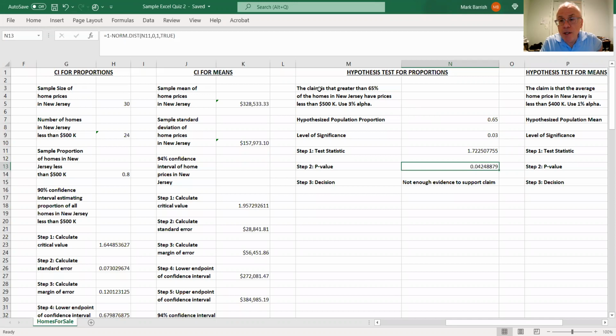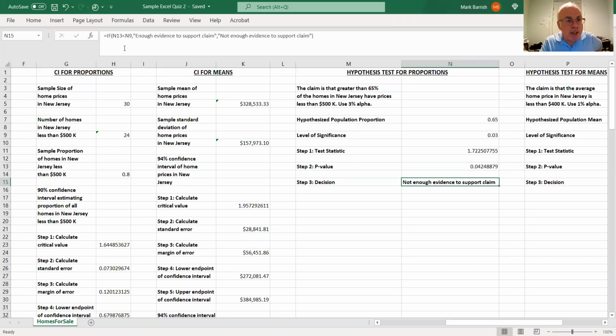So in real life, when we talk to people, we're not going to say, I'm rejecting the null hypothesis. You would say, there's enough evidence to support the claim, which is the alternative hypothesis. So hopefully that makes sense. When we reject the null, we are supporting the alternative or the claim.